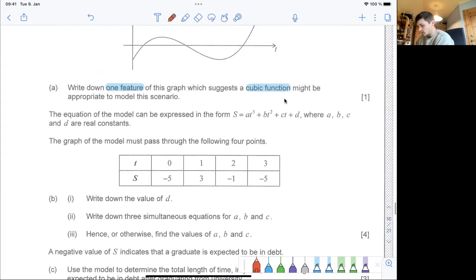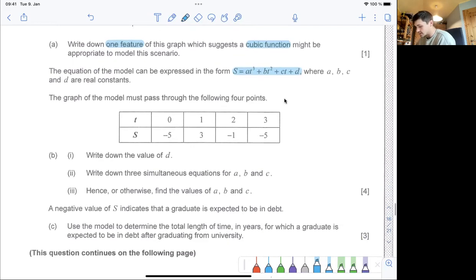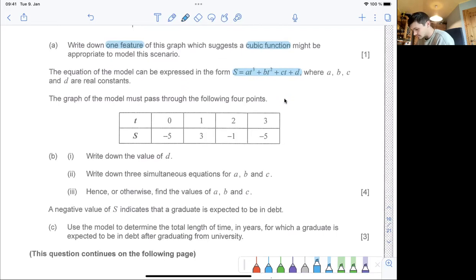So the equation of the model can be expressed in the form S is equal to AT cubed plus BT squared plus CT plus D, where A, B, C, and D are real constants. Okay, let's highlight that because we'll definitely need that. The graph of the model must pass through the following 4 points. All right, so from this table, part B1 asks us to find the value of D.